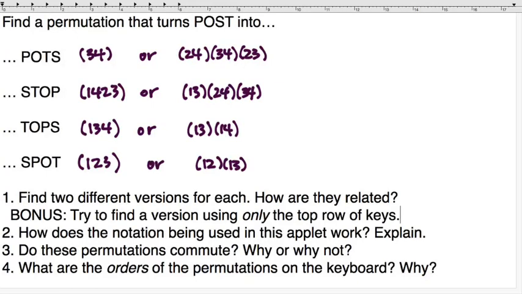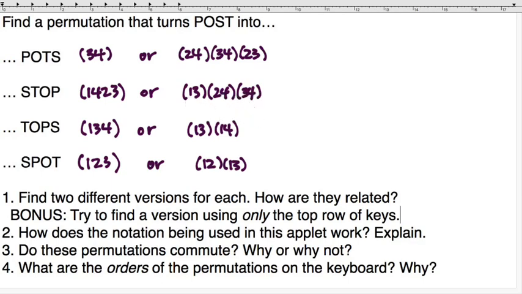On this little activity, you just had to anagram some words, right? Anagram the word post into a variety of its 4-letter anagram equivalents. And so you were all able to find more than one way to do that in each one of these cases, right? For example, the word post can be turned into stop by an application of this object, 1, 4, 2, 3. Or it can be done with this combination of 3 smaller objects, 1, 3, 2, 4, and 3, 4.